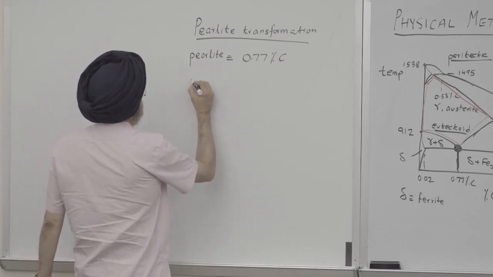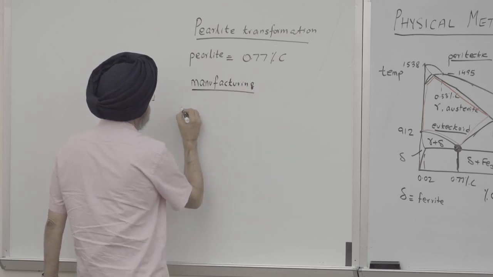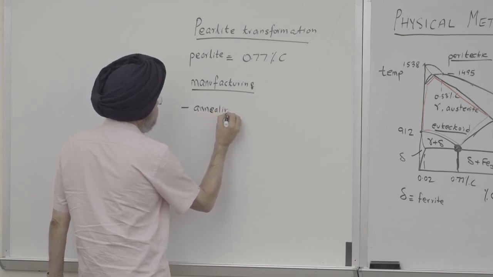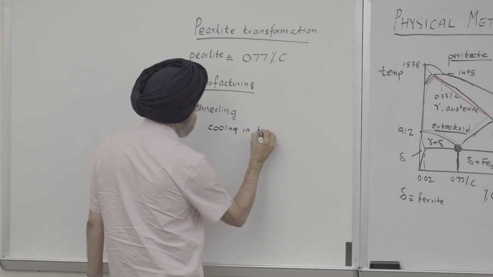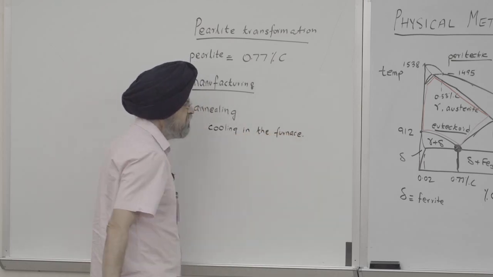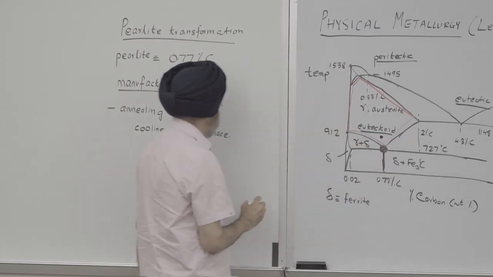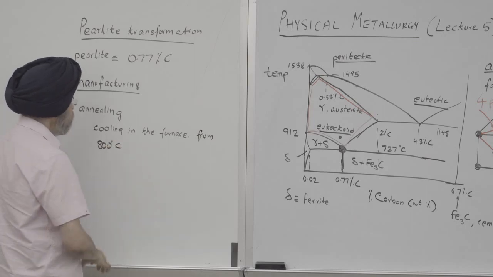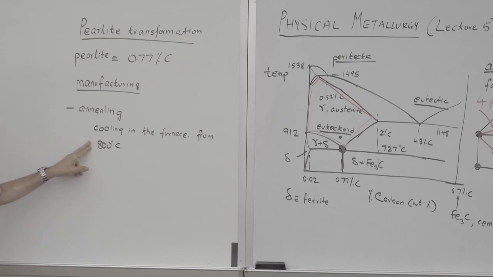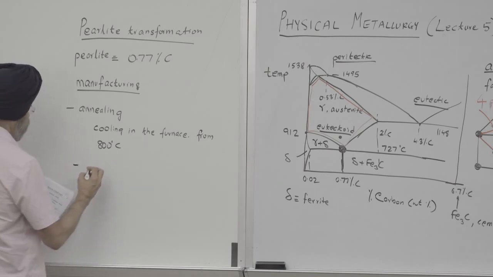So in manufacturing, whenever we do processing of steel, one big step is annealing. We can anneal the steel. So annealing means cooling in the furnace. So what we do is, if we have this pearlite composition, we would heat the steel into the austenite region, let's say 800 degrees centigrade. So cooling in the furnace from, let's say, 800 degrees centigrade. So we heat the steel to 800 C, we hold it there for an hour or two, and then we turn the furnace off and come back next day, and the steel is cold. So cooling in the furnace. There's another way we cool, and that's called normalizing.